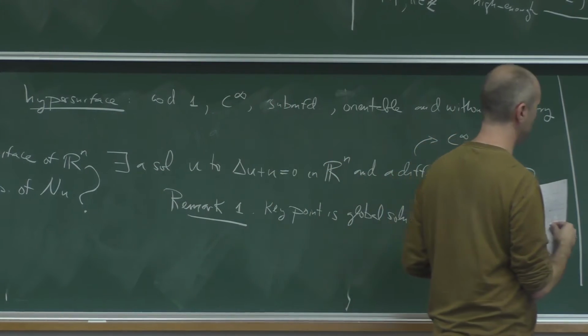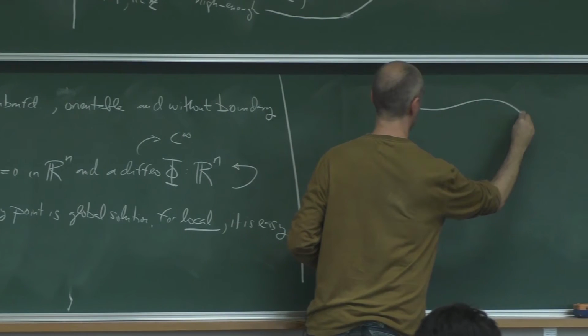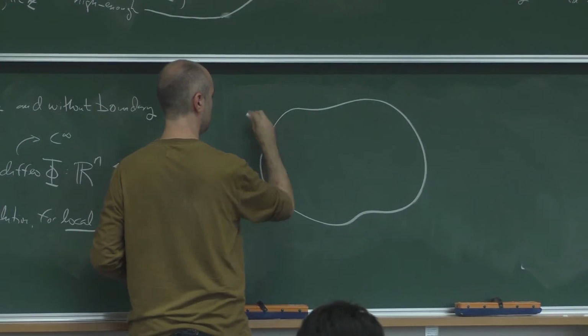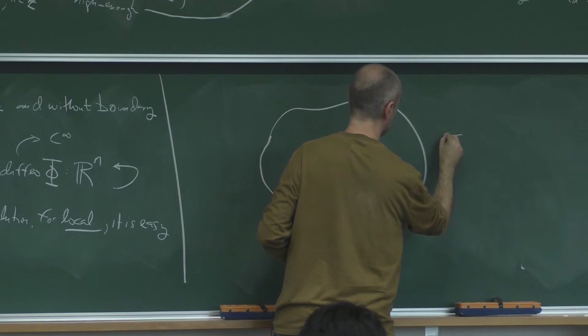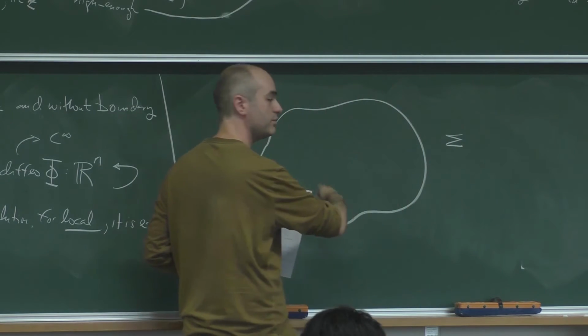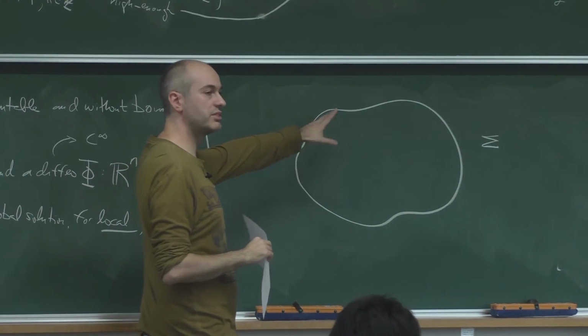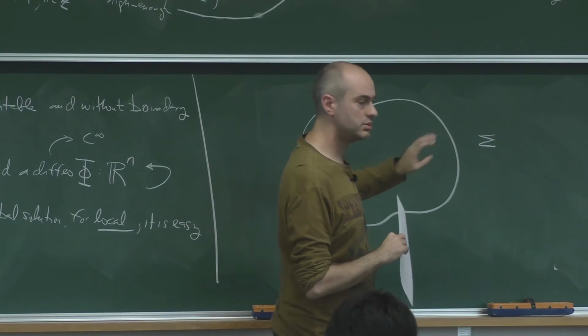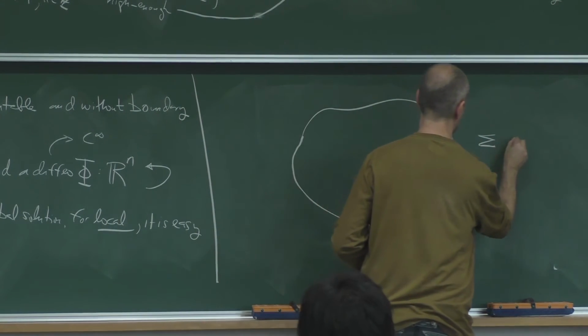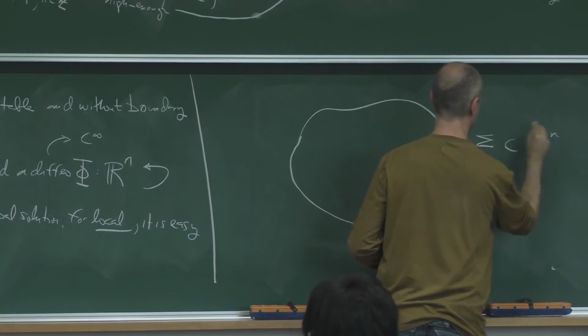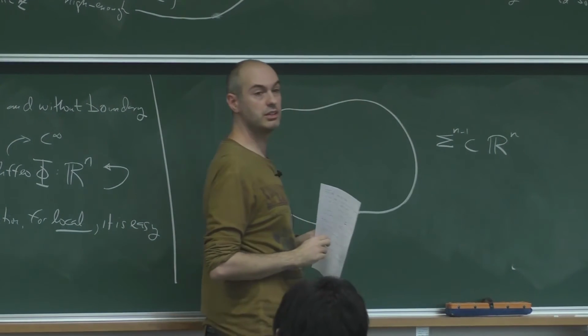So we have sigma. Let's put this picture of sigma: a submanifold, no boundary, orientable, compact. So let's say a compact deformed sphere in Rn. It has dimension n minus 1, that is, codimension 1.